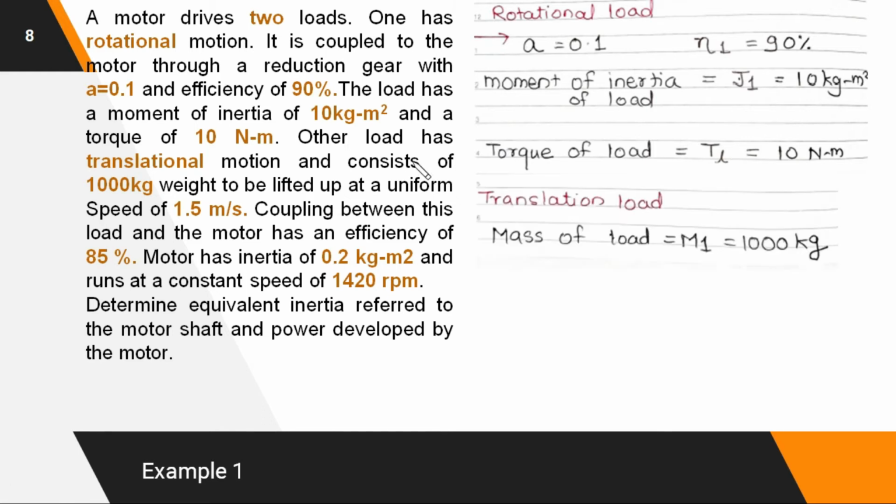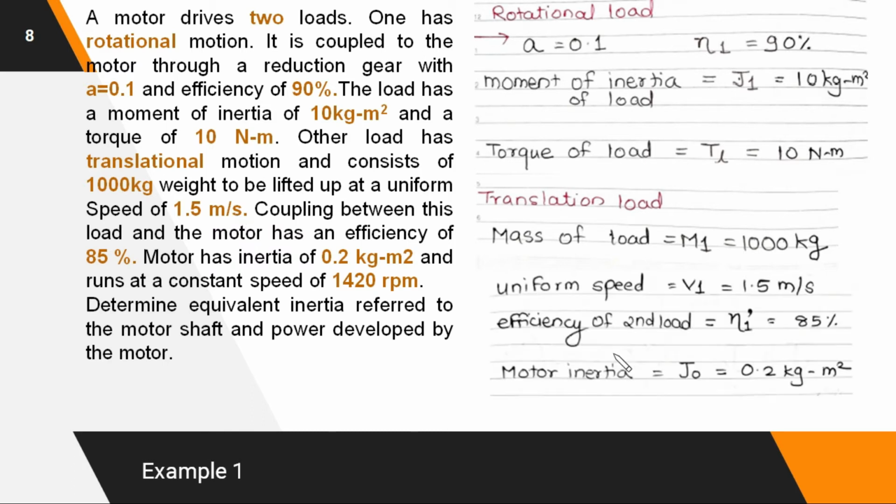The other load is a translation load. How will we come to know? Because it is given: the other load has translation motion and consists of 1000 kg. 1000 kg is nothing but, kg is the unit of mass, so m1 is equal to 1000 kg. Next, the weight is to be lifted up at a uniform speed of 1.5 meter per second. 1.5 meter per second means velocity will be there, so we will take it as v1.